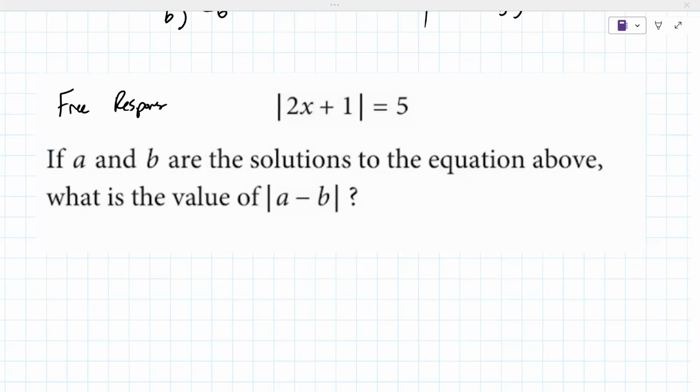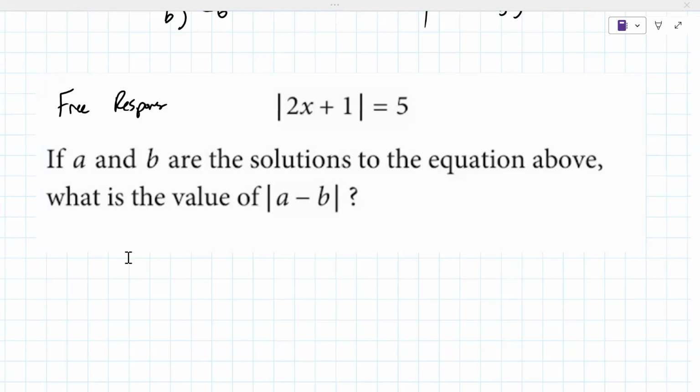Is it clear what I'm asking you to do or not? Yeah, so 2x plus 1 equals -5, and then 2x plus 1 equals 5, and I'd solve both of those. Yes. How do I know which one would be A and which one would be B?